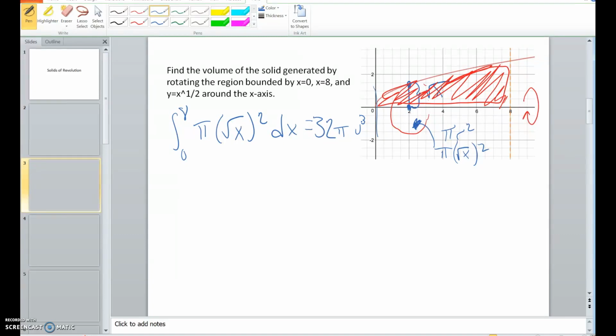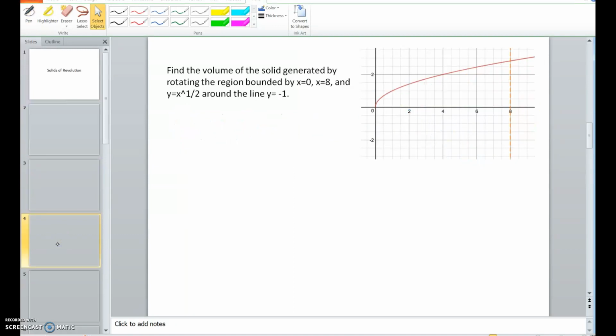It's similar to the example problem we saw before when we were doing cross-sections, where we had circular cross-sections. Let's take a look at another example. So this time we're going to use the same region, the region that's bounded here. But instead of rotating it around the x-axis, we're going to rotate it around the line y equals -1. So this is going to be our axis of rotation.